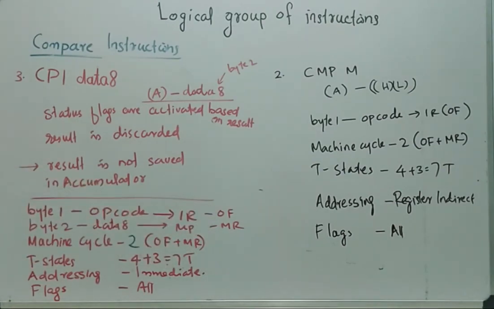So to complete the execution of this instruction, it requires two machine cycles: one is opcode fetch and another is memory read. So the total T states required to complete the execution of this instruction is 4 plus 3, which is equal to 7 T states. As the data of the operation is directly given, the addressing mode is immediate addressing mode. All flags are affected.